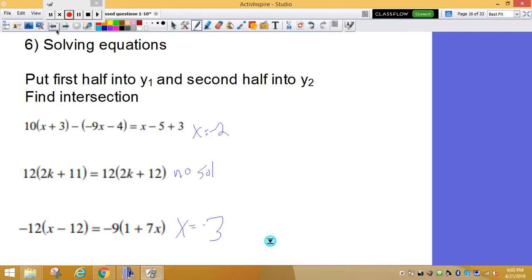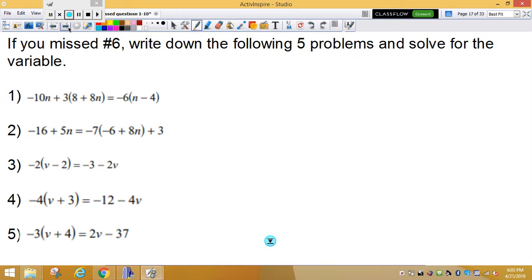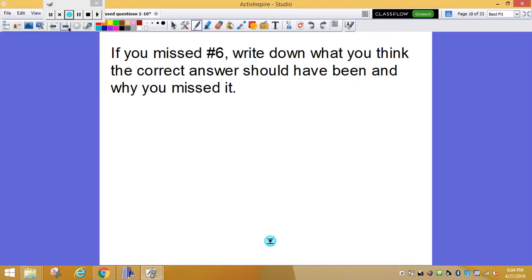Okay, so if you missed number 6, I want you to write down the following 5 problems and then write down what X is. So pause it, do 1, 2, 3, 4, 5. Also, if you missed number 6, write down what you think the correct answer should have been and why you missed it.